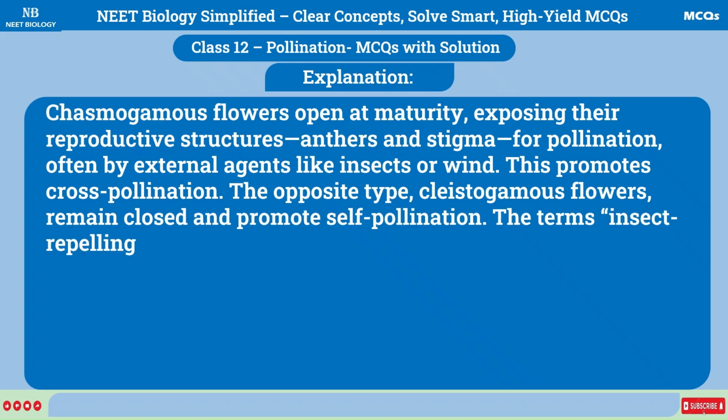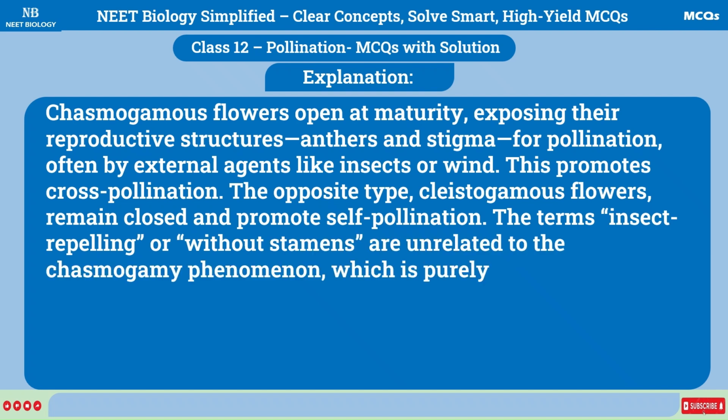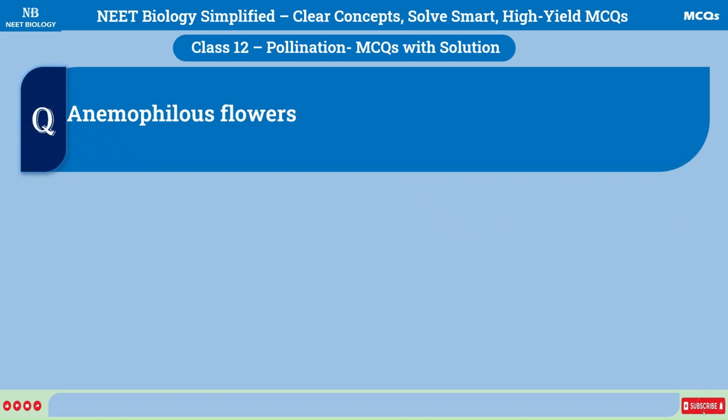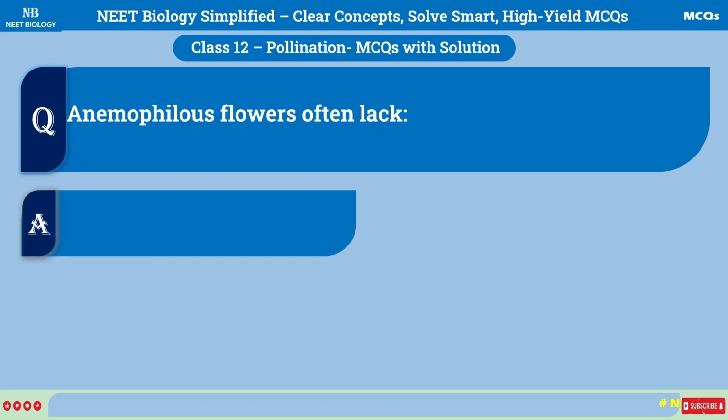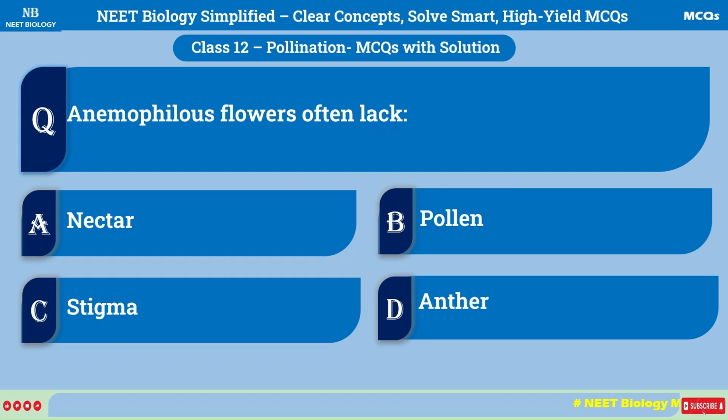The terms insect repelling or without stamens are unrelated to the Chasmogamous phenomenon, which is purely about flower openness for pollination. Anemophilous flowers often lack: A. Nectar. B. Pollen. C. Stigma. D. Anther.